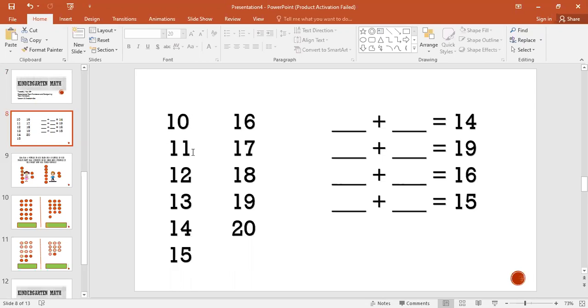10, 10 1, 10 2, 10 3, 10 4, 10 5, 10 6, 10 7, 10 8, 10 9, 2 10.